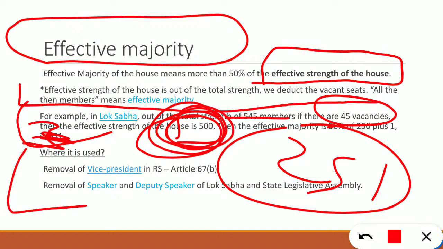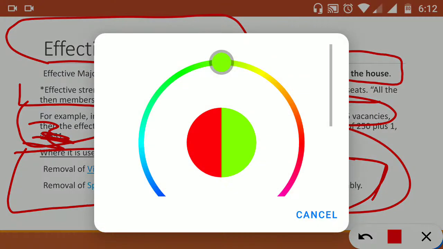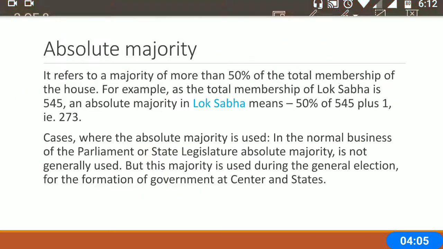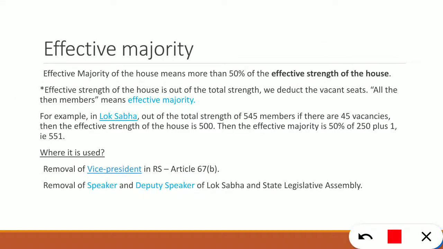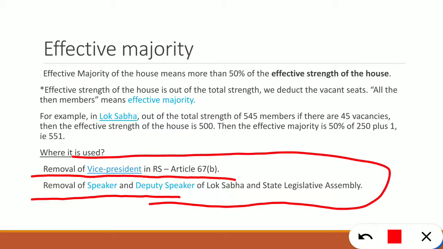Where is effective majority used? It is used in the removal of the Vice President. It is written in Article 67(b). Effective majority will be used for the Vice President, though it is not written explicitly in this article, in case the removal of the Vice President happens. It is also used in the removal of the Speaker and Deputy Speaker of Lok Sabha and state legislative assembly.